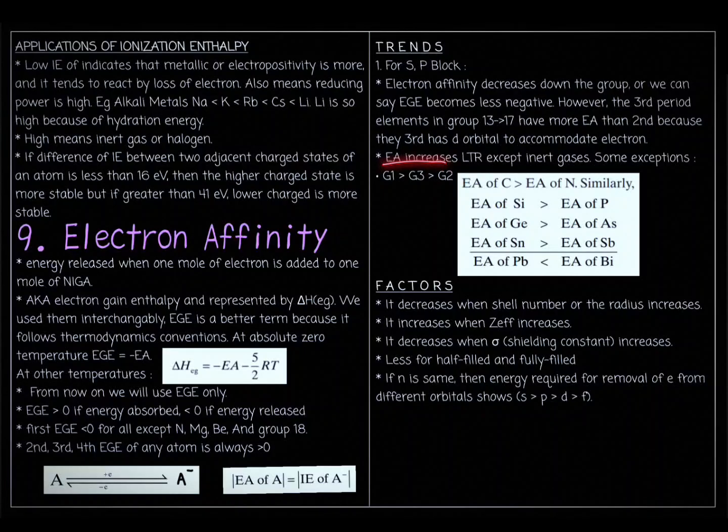Electron affinity, the tendency to take an electron, increases left to right except for inert gases. And here are some exceptions. Basically, in any period, group 1 will have greater electron affinity than group 3, which will have greater electron affinity than group 2. This is because group 2 is fully filled, ns2. And look at this order. The electron affinity of group 14 is greater than group 15, except in the case of the last element of both groups.